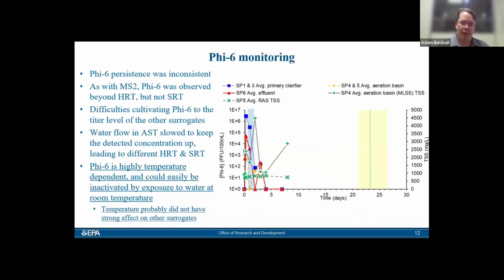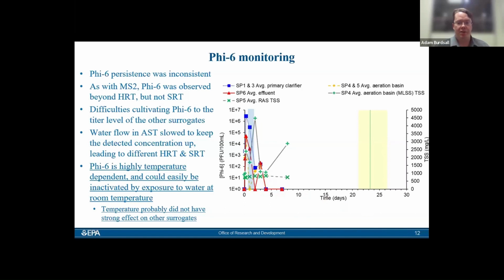V6 was a bit more problematic. One problem we encountered was that we couldn't cultivate it in quite the same concentrations as our previous two surrogates. To keep the detected concentration up, the overall flow rate of the system was slowed a bit. This lengthened the hydraulic retention time and solid retention time, but it didn't really seem to matter very much. V6 made it past the hydraulic retention time without too much trouble, but the concentrations dropped to 0 before the solid retention time range even began.